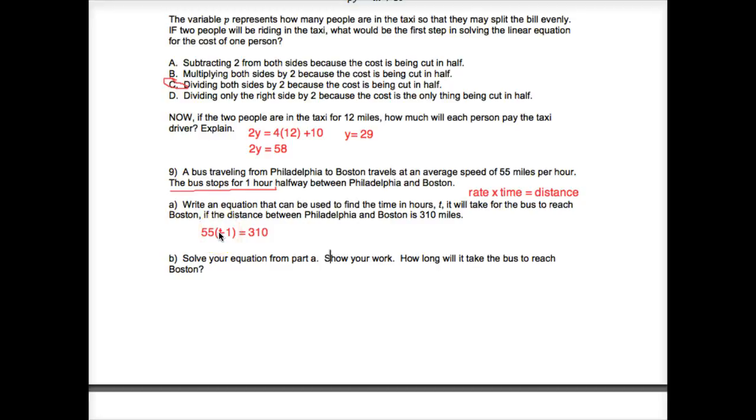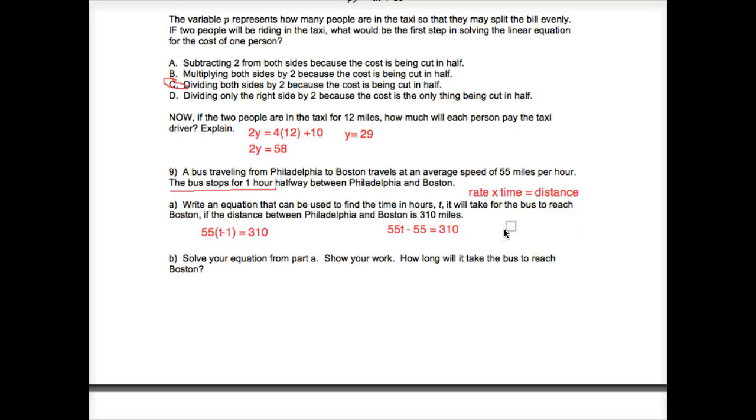Because they're stopping for an hour, you have to add that time, so we subtract it in the rate. So this is the equation that you should use here. Now, if you had something equivalent, that would be fine. I saw some people, one equivalent would be just 55t minus 55 equals 310. So that would be fine if you had that.